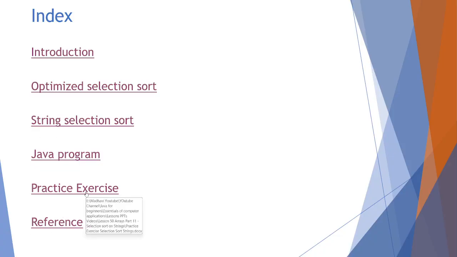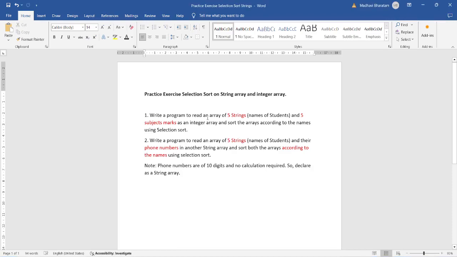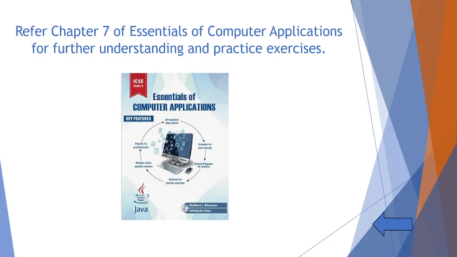Here is a practice exercise. Write a program to read an array of 5 strings and 5 subject marks as an integer array. Sort the arrays according to the names using selection sort. Similarly, names and phone numbers. According to names, we need to sort, but phone numbers also should be displayed according to the names. This practice exercise is given in the description box. Refer to Chapter 7 of Essentials of Computer Applications for further understanding and practice exercises.